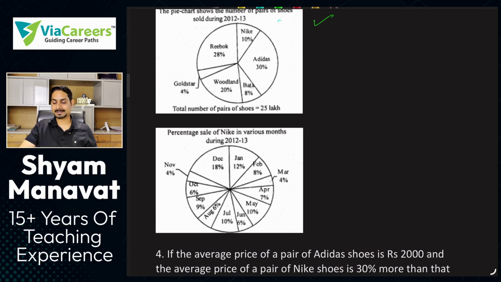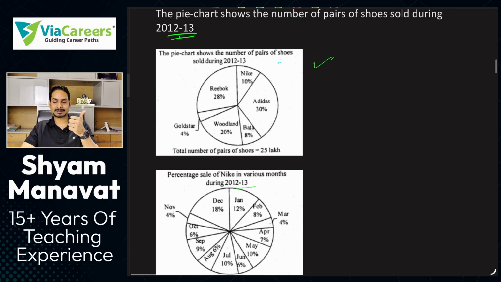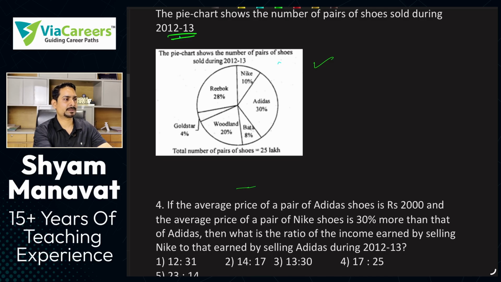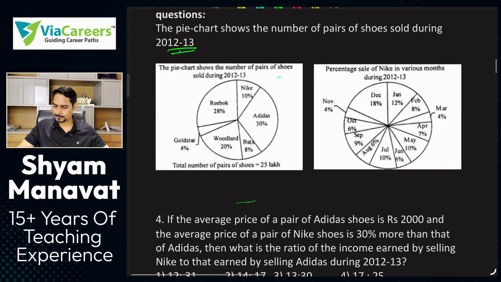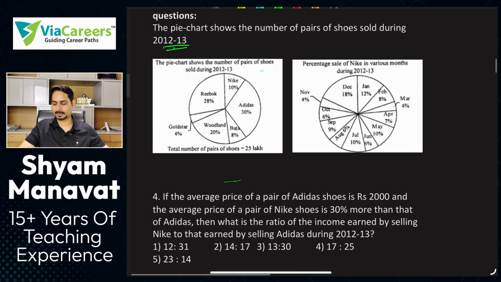The second pie chart says the percentage of sales of Nike in the various months. So the first pie chart is presenting the data of all the brands, and the second is presenting, in the same year, only Nike in different months. So that's what is given to us. Okay. So let's try to find out the answers, or let's see the question first. Okay. And let me just improvise a bit. Okay. This may look a little easier and readable. Now, I want you to try this question. Question number 4. Try it out and let's match the answer.